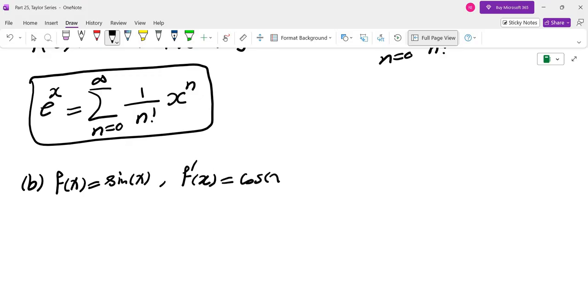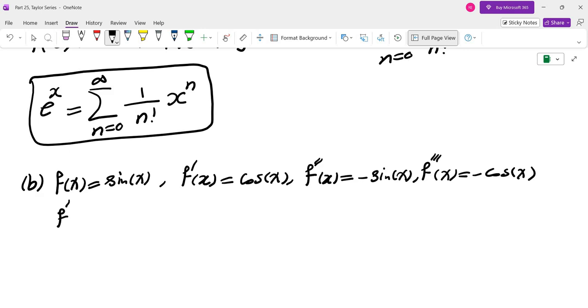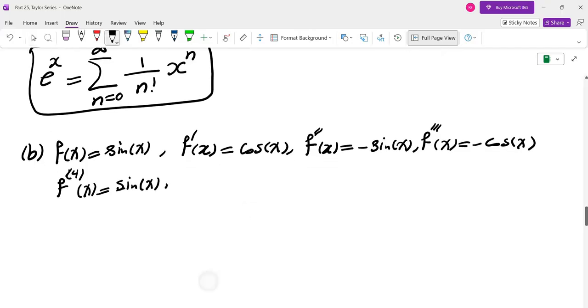The first derivative is cosine of x. The second derivative is negative sine of x. The third derivative is negative cosine of x. And the fourth derivative goes back to sine of x, because the derivative of cosine is negative sine and there's already a negative sign in front. That is what we get. So it goes back to the first one, and we get f5 is cosine of x, etc.